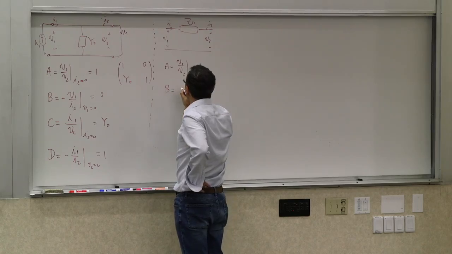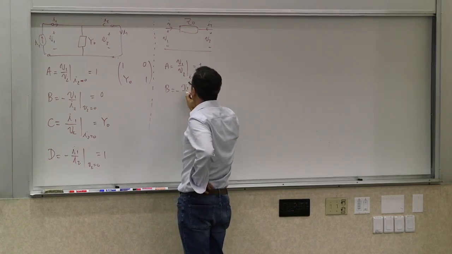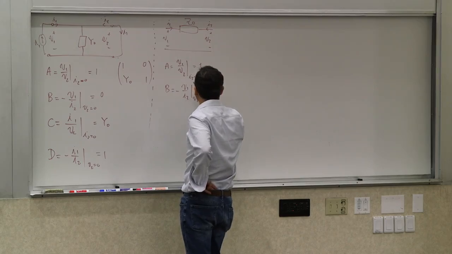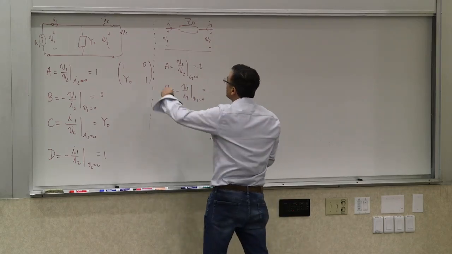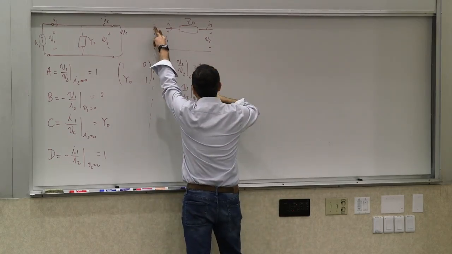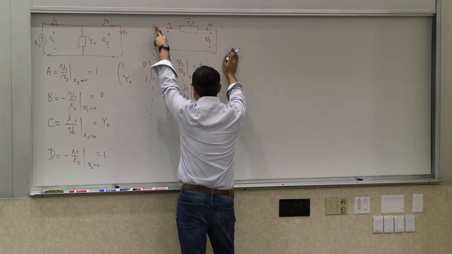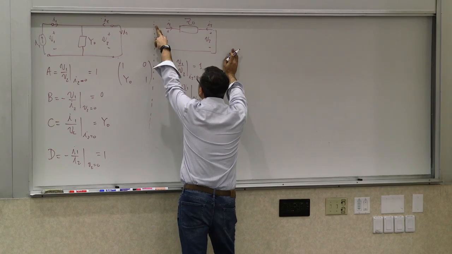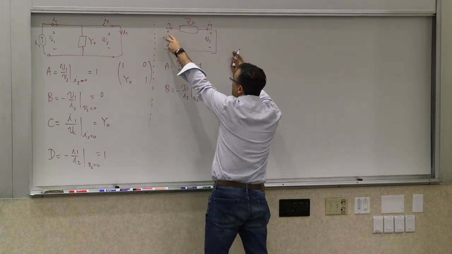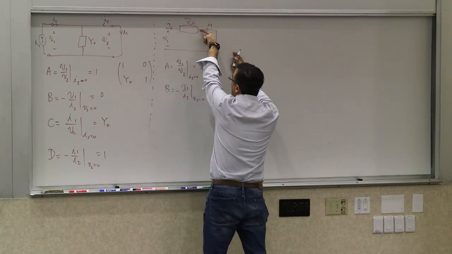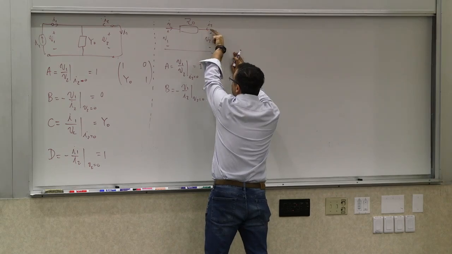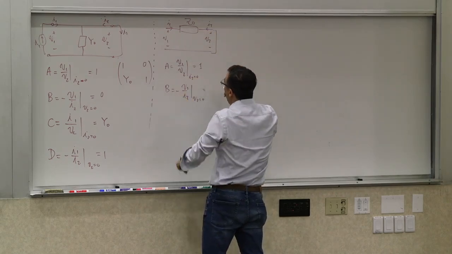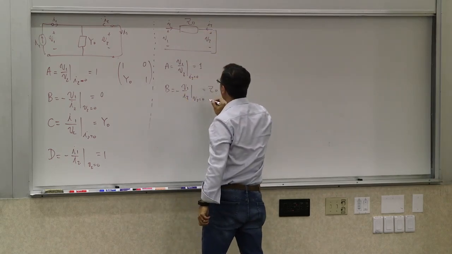How about B? B is negative V1 over I2 when V2 is 0. So I'm applying a voltage V1. Now this time V2 is 0, which basically means that I'm short circuiting this. And I'm measuring the current, I2. The current is going to be negative V1 divided by Z naught because it's going to be going in this direction, and this is the I2. And that minus sign cancels that, so that ratio simply becomes Z naught.